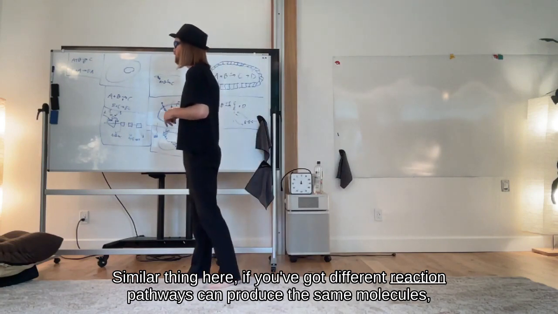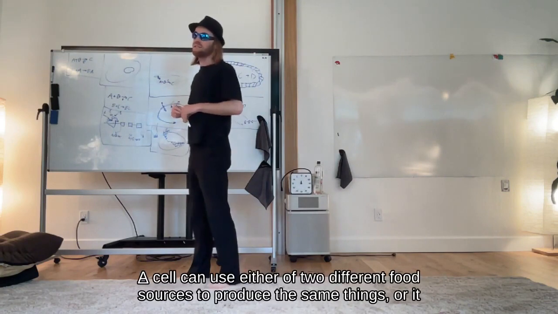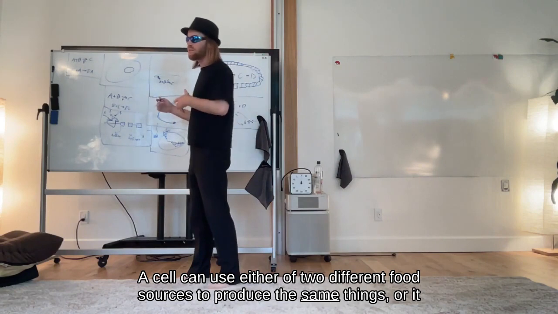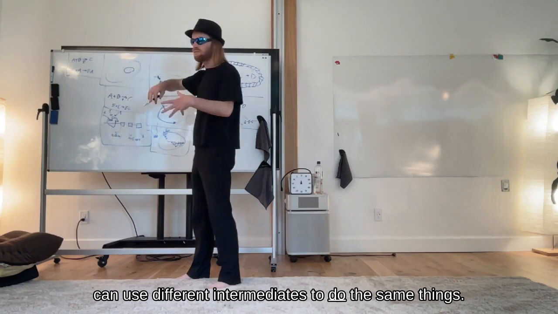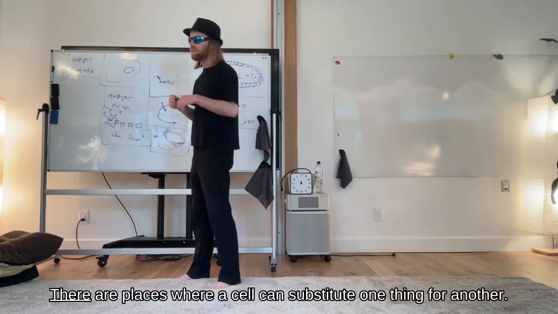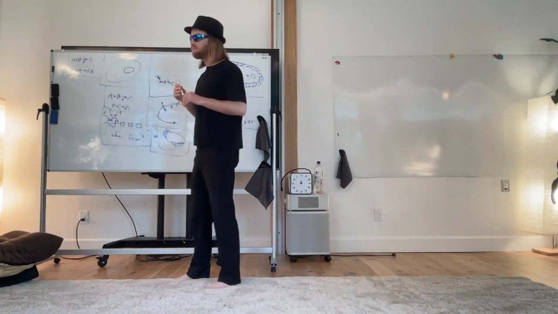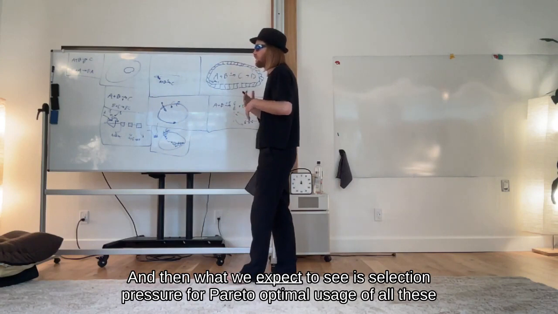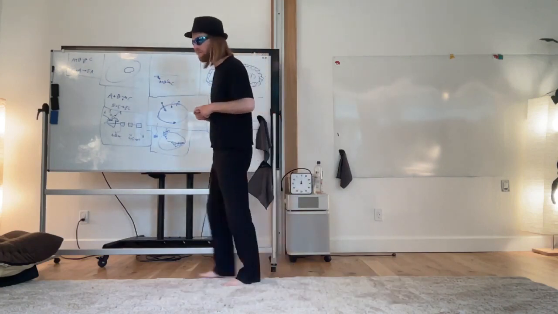If you've got different reaction pathways that can produce the same molecules, for instance, a cell can use either of two different food sources to produce the same things, or it can use different intermediates to do the same things. There are places where the cell can substitute one thing for another, right? And then what we expect to see is selection pressure for Pareto optimal usage of all these resources.